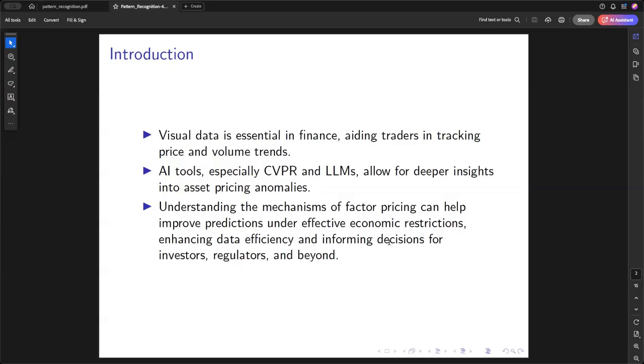However, with the lately developed AI tools, including computer vision, pattern recognition, and large language models, this may allow us to use more visual data to develop deeper insights into asset pricing anomalies and understand the mechanisms of why the price is set. It can help us improve predictions under economic restrictions when the economic restrictions are reasonable. This can help us enhance the data efficiency and inform decisions for investors, regulators, and beyond.